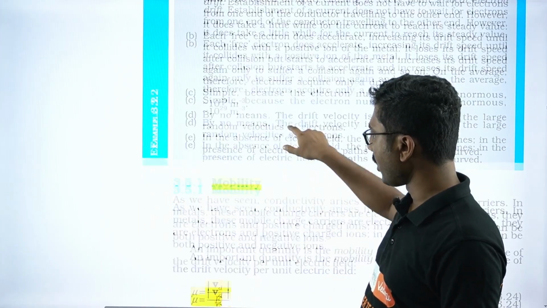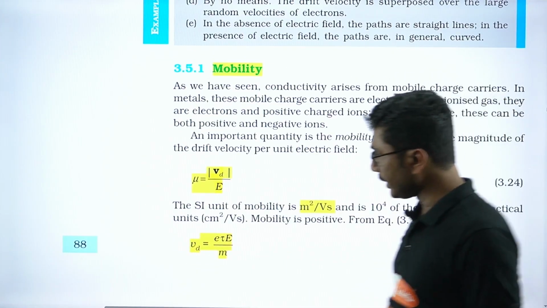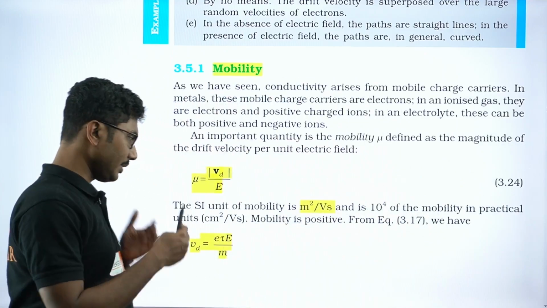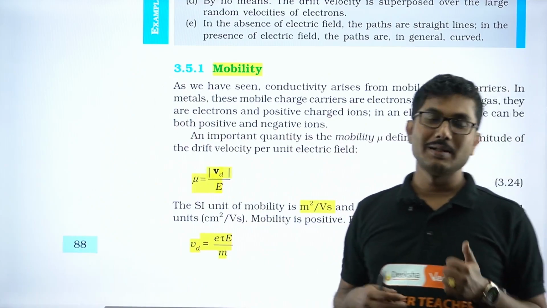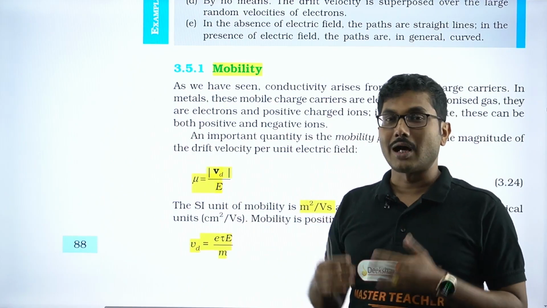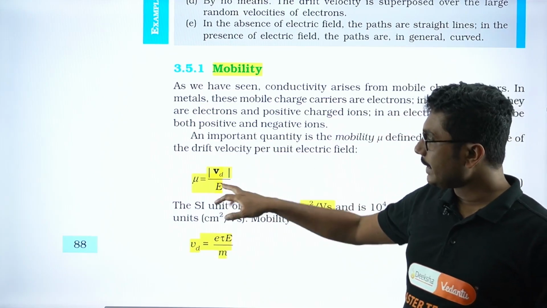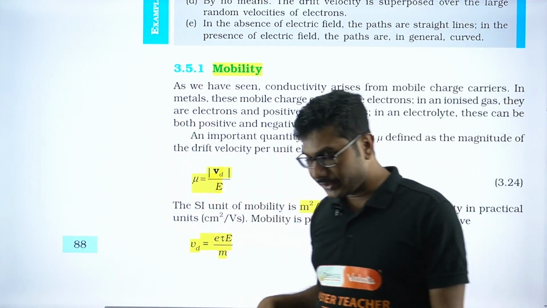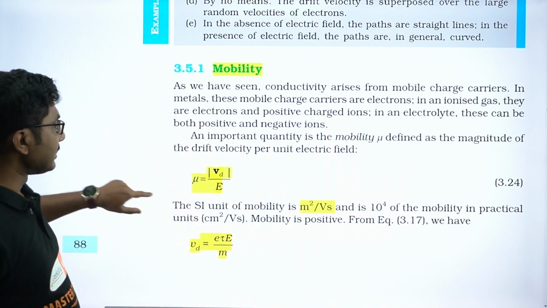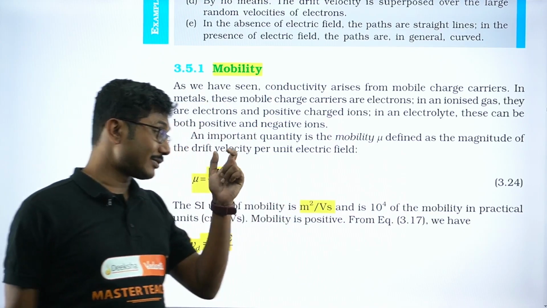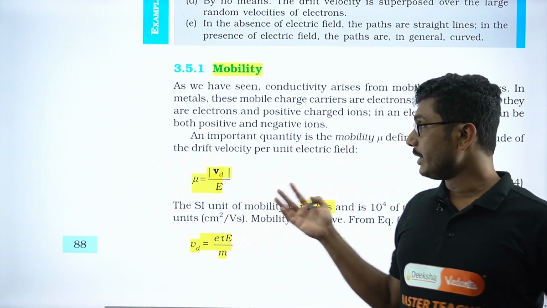Now mobility. Again another important term. Mobility is how mobile an electron is. Mobile does not mean your mobile phone. Mobile means how quickly or how agile an electron can move. So the mobility is defined by modulus of VD divided by electric field, and its unit is meter square per volt second. The dimension is also important, but the unit is also important.